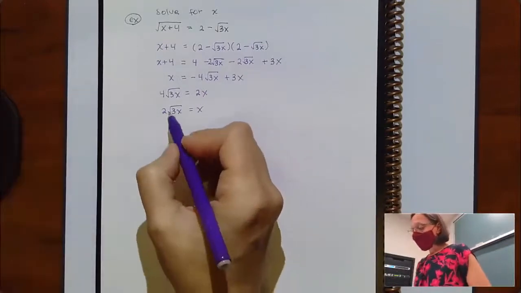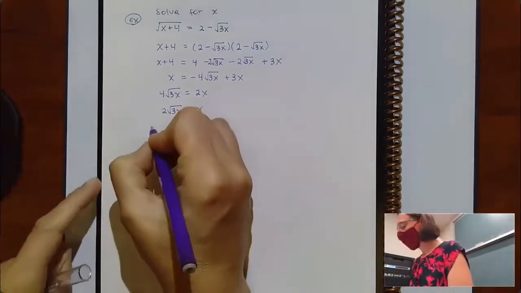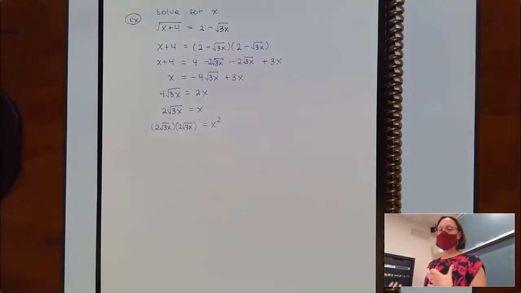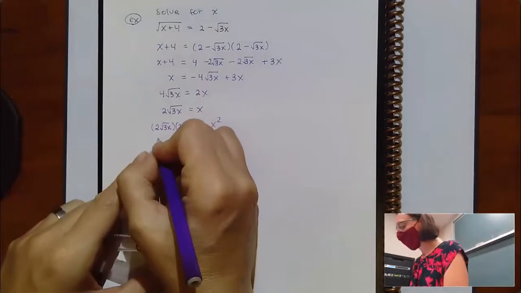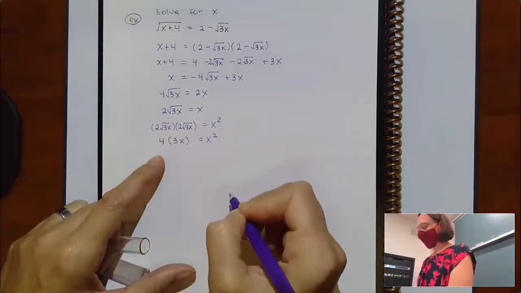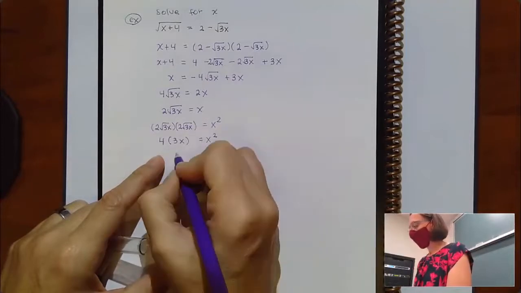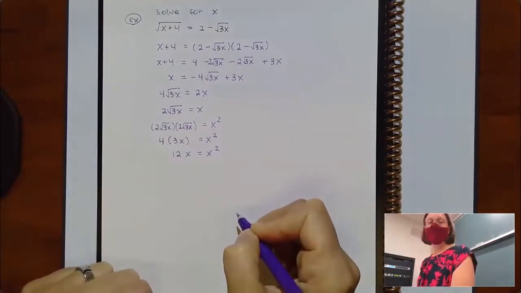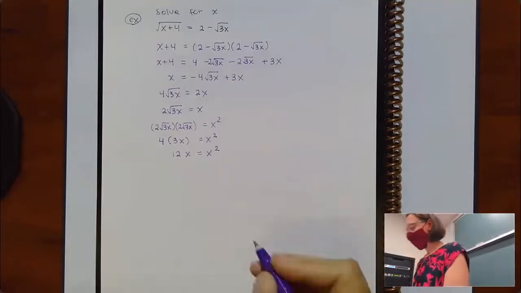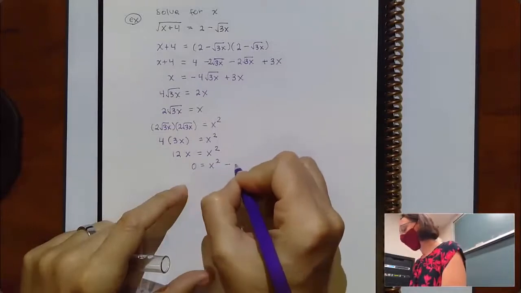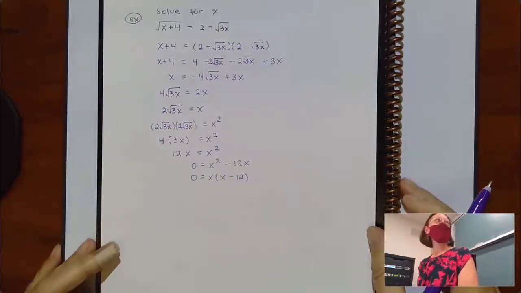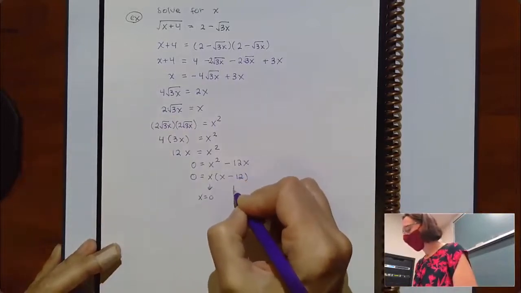Now, when I square both sides, remember there's multiplication here. So when I square that, I'm doing 2 square root 3x times another 2 square root 3x. There's nothing to FOIL out because it's multiplication, but it is important that that 2 gets squared and that the square root of 3x times the square root of 3x becomes a 3x. So I'm looking at 12x is equal to x squared. Since I have something with an x squared in it, I want a 0 on one side so that I can factor. And if I put a 0 over here, I'm going to have x squared minus 12x, which factors as x times x minus 12. So it looks like we've got two solutions potentially, that x is equal to 0 or that x is equal to 12.